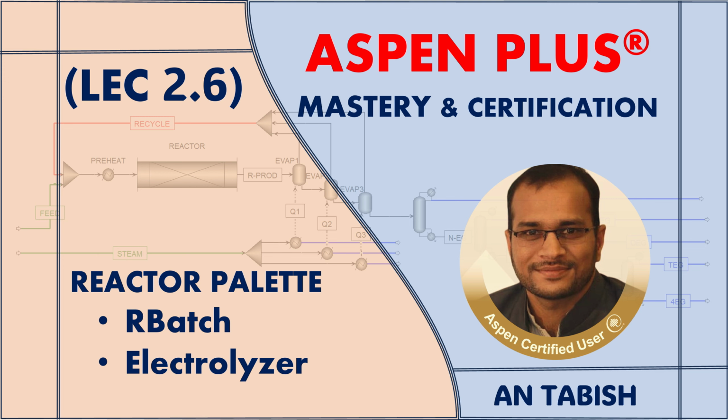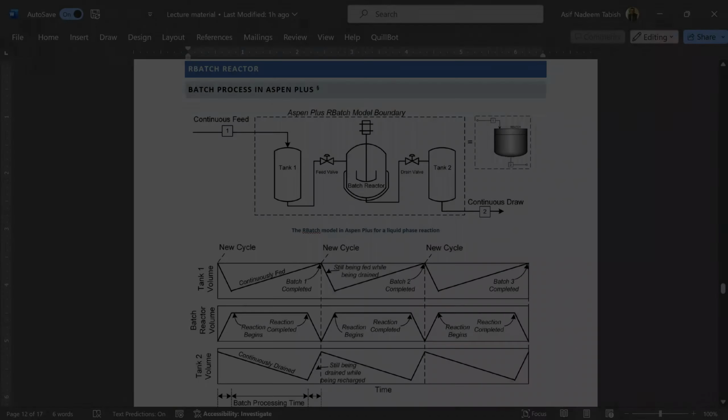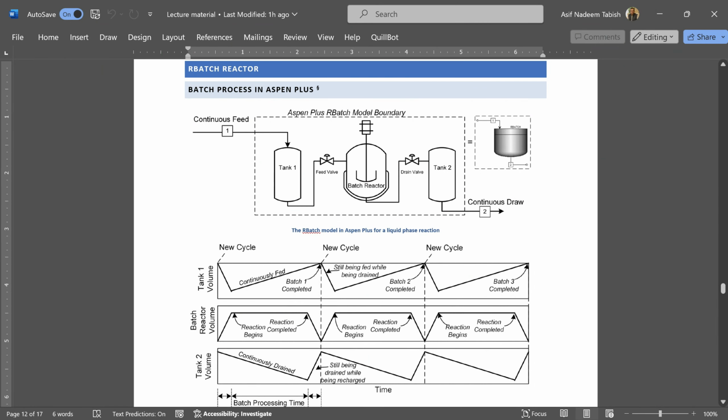Before hands-on practice, let's first have a brief background about the batch reactor. Then we will solve a model example and move towards the electrolyzer model. Since Aspen Plus is a steady-state simulator, it is conceptually a difficult task to understand how a batch reactor would work in a steady-state simulator.